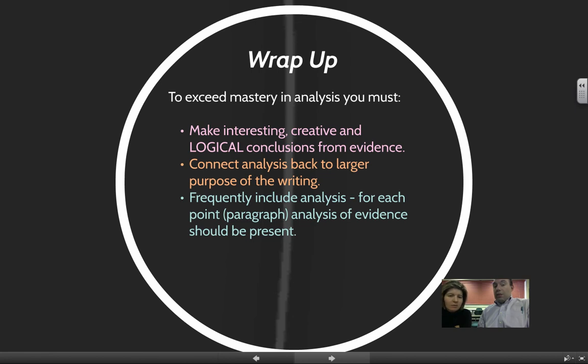And then the last thing is the frequency. If we see this kind of thinking once in one paragraph, that's not enough to get exceeds. In the exceeds category, you're including analysis for each point, all throughout your whole paper. So it should be frequently included, not just once or twice, but in every paragraph, all the time. If you do these three things, you would get your exceeds in the analysis category.